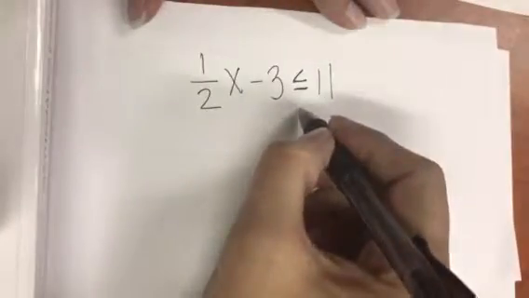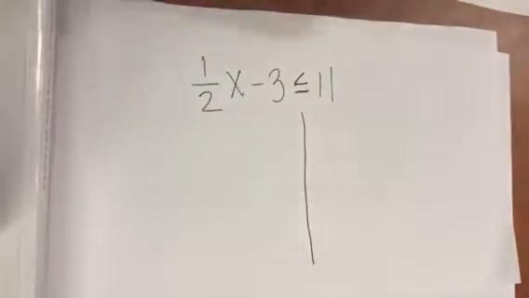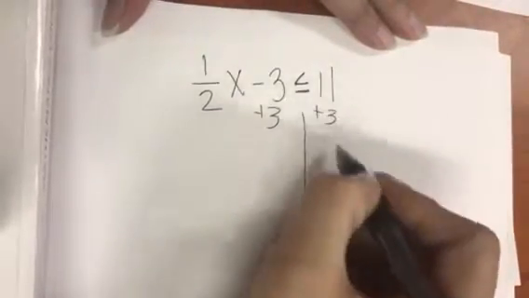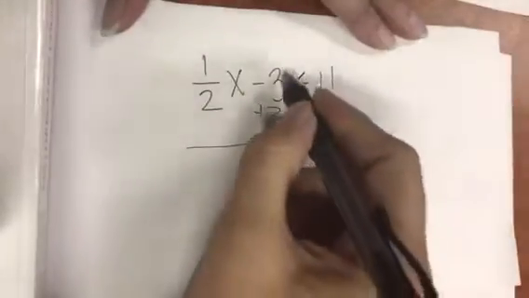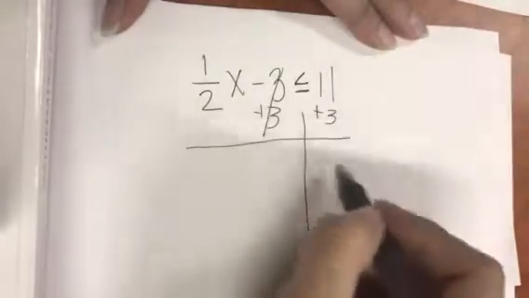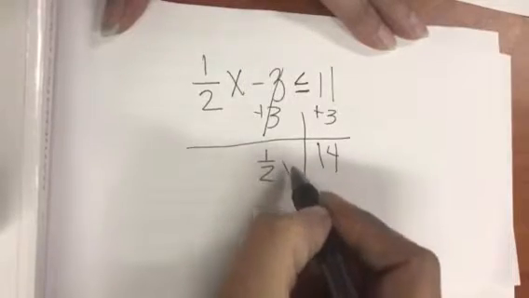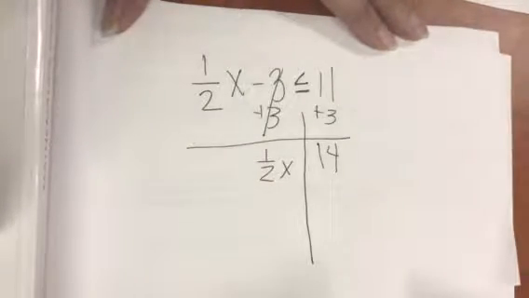1/2 x minus 3 is less than or equal to 11. Okay, so the first thing we're going to do is add 3 to both sides to get rid of the constant. This disappears, turns into just 0. I've got 11 plus 3, which equals 14. Make sure you bring down your 1/2 x.